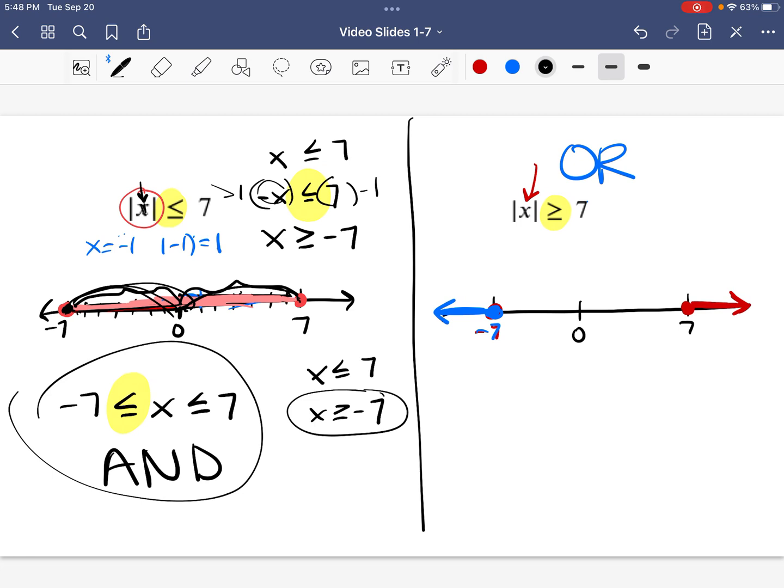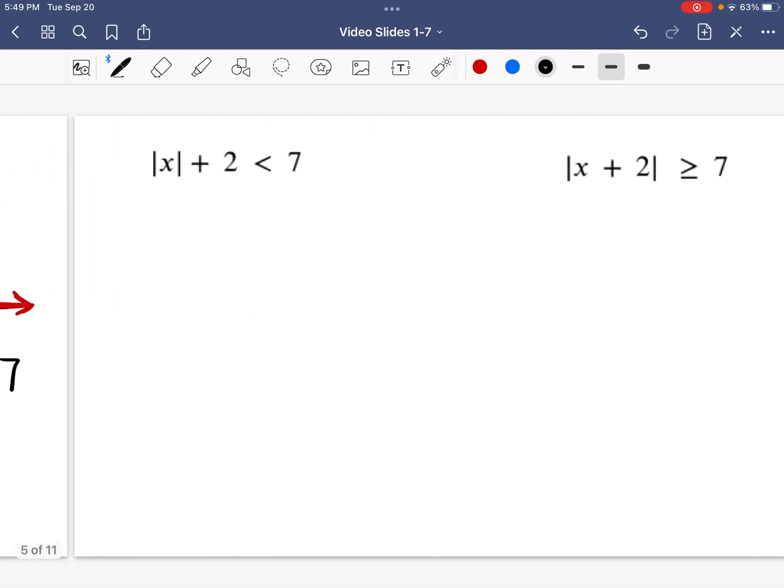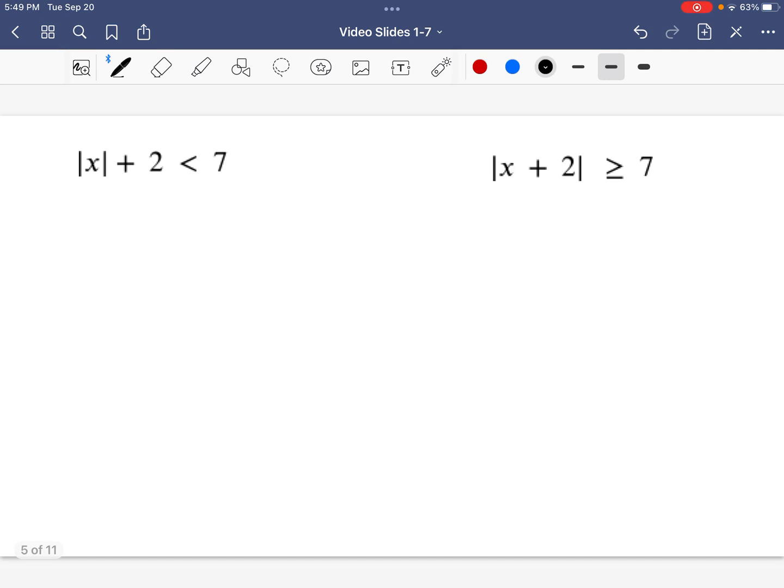For example, I could write this as two separate things. I could say that x is greater than or equal to 7, or x is less than or equal to -7, because those were the values that would make an absolute value greater than 7. Okay? So let's look at how we're going to use these. Let's look if we can solve some equations.